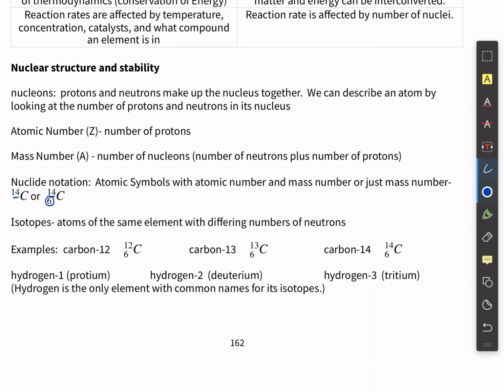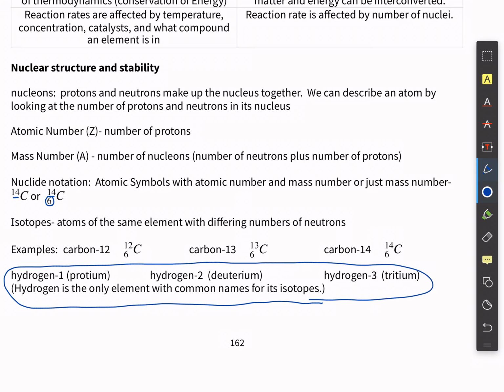And when we have atoms of the same element that have different numbers of neutrons, different mass numbers, we get isotopes. There are 3 common names for the isotopes of hydrogen that you should be familiar with in this chapter, particularly this middle one, deuterium. That's an important one. Protium, deuterium, and tritium stand for hydrogen 1, 2, and 3, respectively. So if we were to write that in nuclide notation, we would have this notation here.